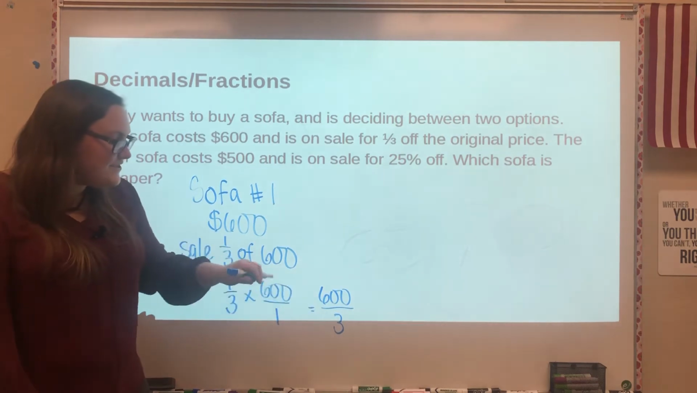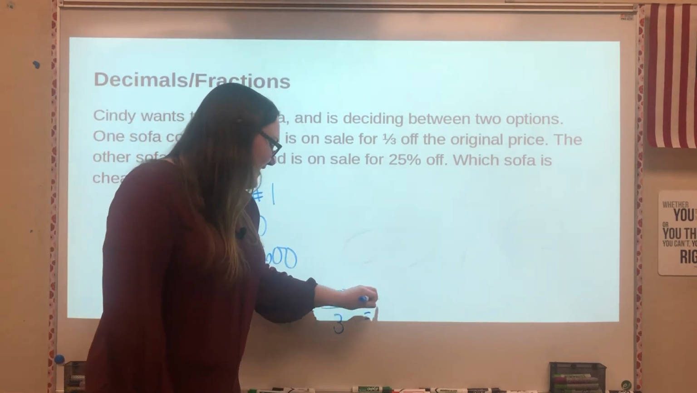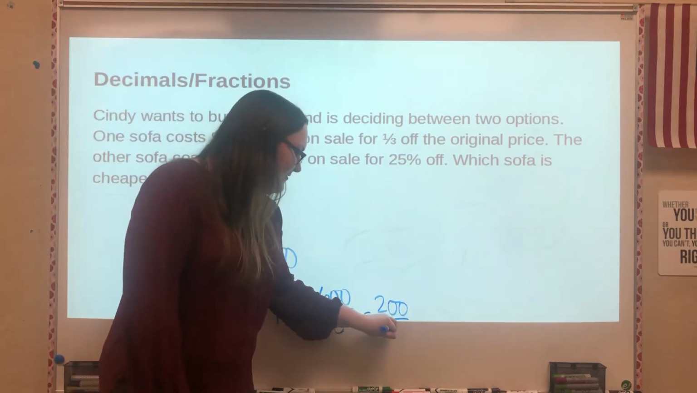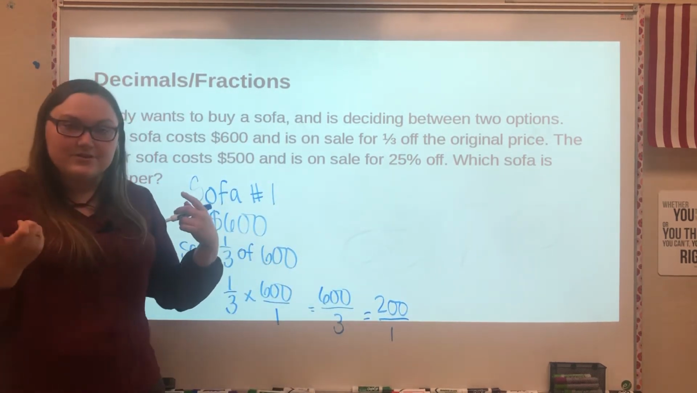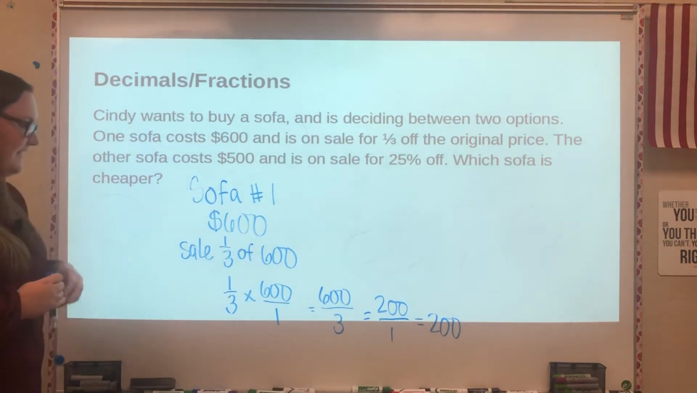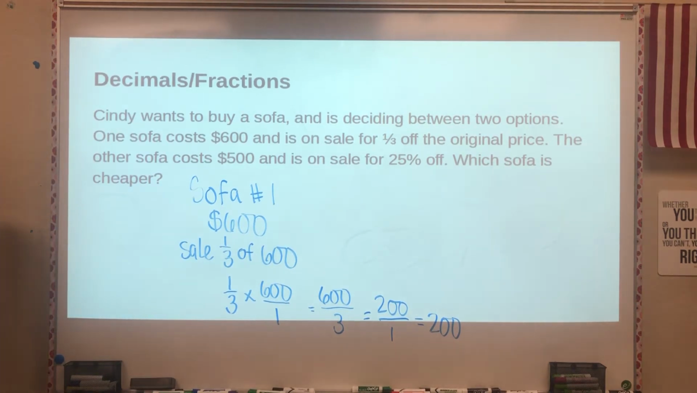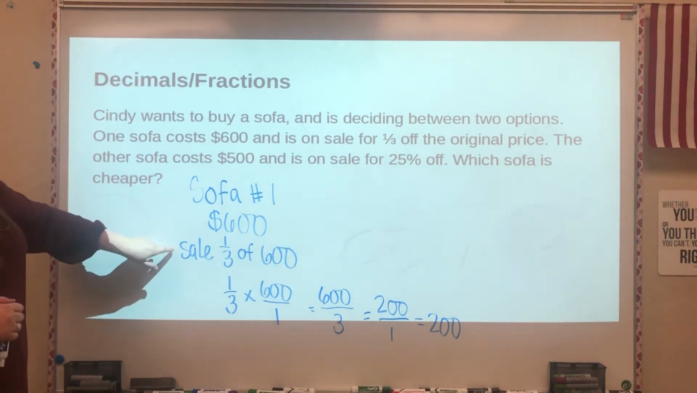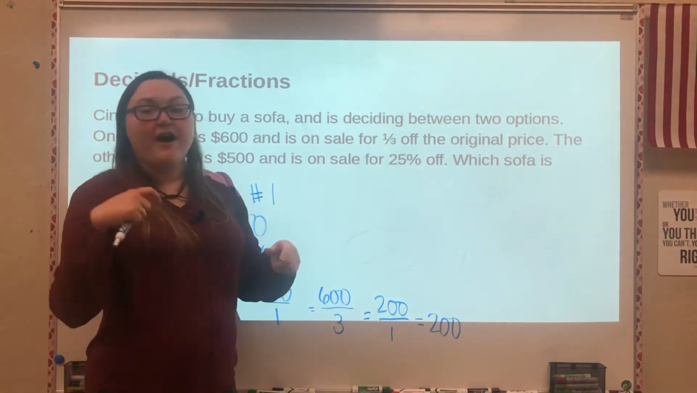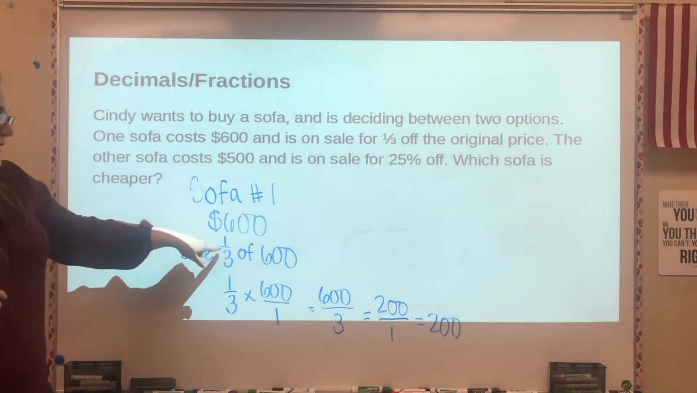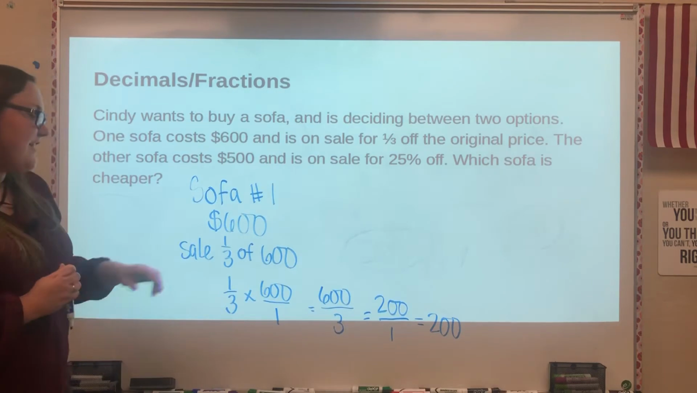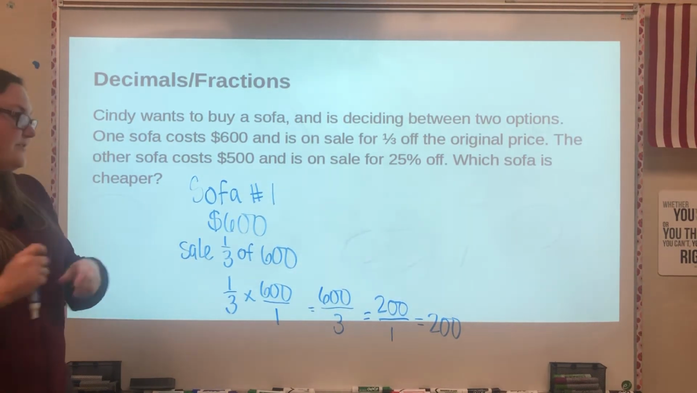So I could say 600 divided by 3 gives me 200. And 3 divided by 3 gives me 1. And then the last part, 200 over 1, that's the same thing as 200. Now I've got math all over the place. What did we figure out? Remember, what we were figuring out was the sale. The sale says it's on sale for 1/3 off the original price. We found 1/3 of the original price is 200. So we figured out that that sale is $200 off.